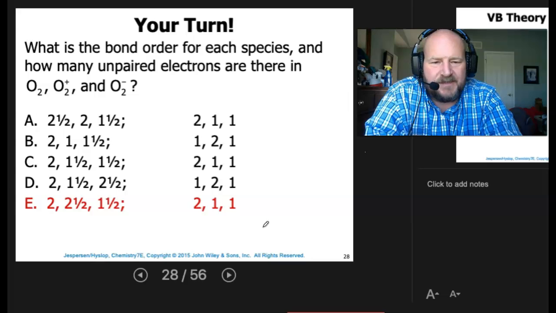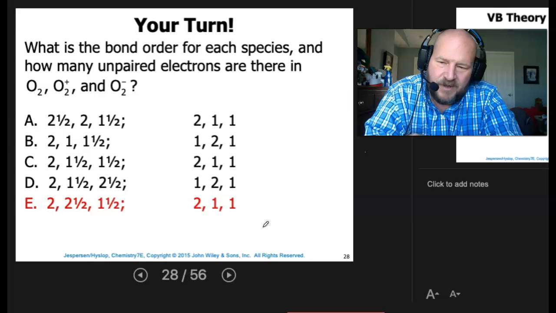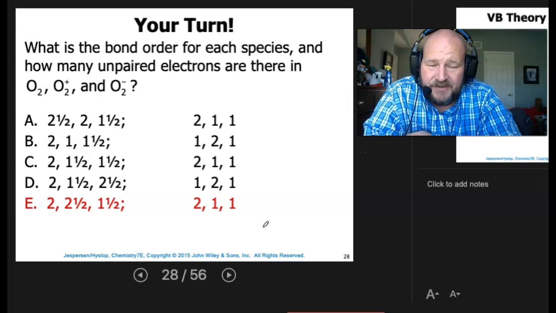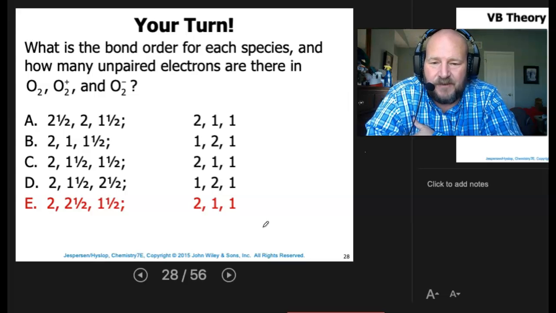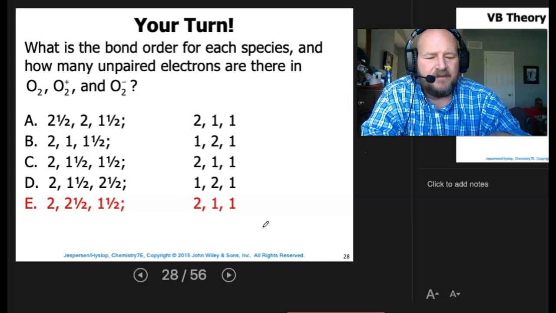For the O2 plus, we're taking an electron away. So now instead of having 2 unpaired, we only have the 1 unpaired. But that is going to increase our bond order. So it's going to go up by an electron, which means it's going to increase by half.